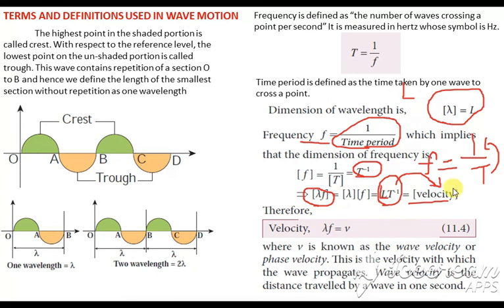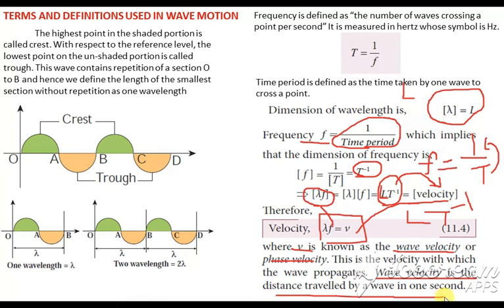That is nothing but the velocity, because the dimensional formula of velocity is L T power minus 1. So velocity can be written as V. So lambda into F is equal to V. So this is a relation between frequency, wavelength and velocity. Here V is the wave velocity or the phase velocity, and the wave velocity is the distance traveled by the wave in 1 second. Yes, clear with this? So this is the relation between frequency, wavelength and velocity.